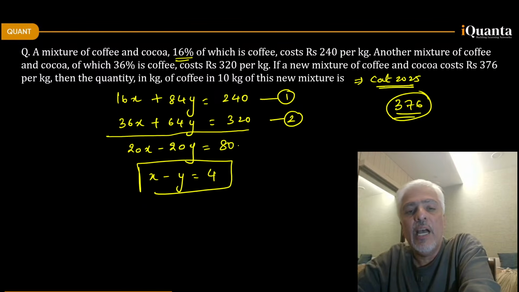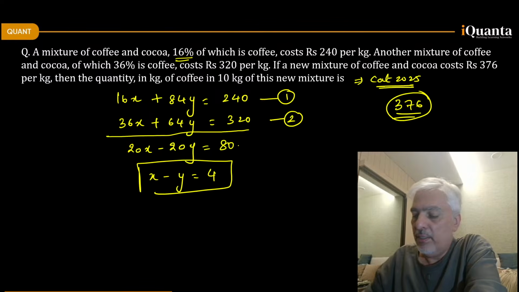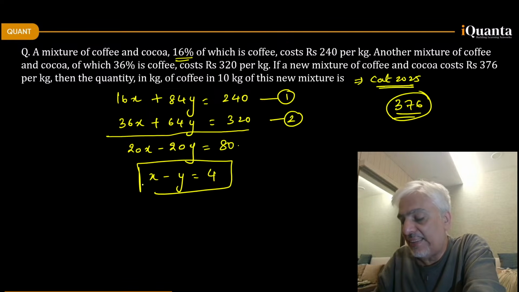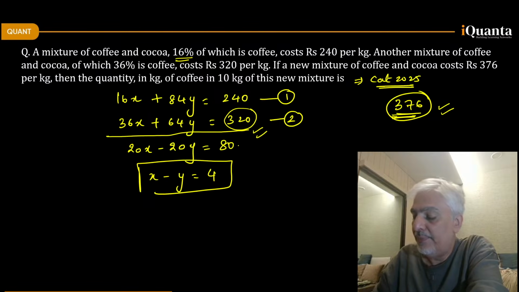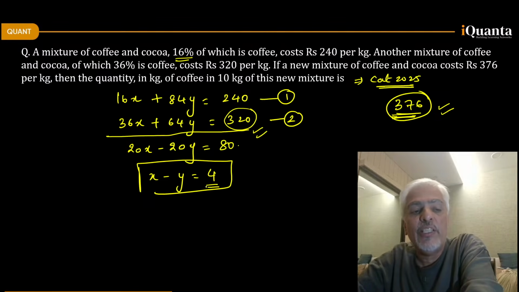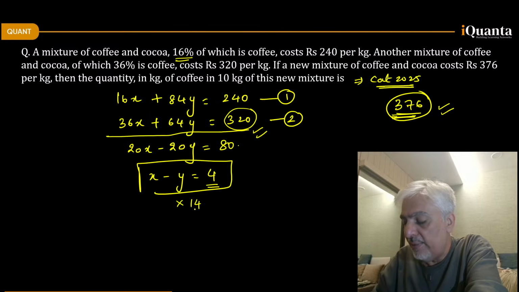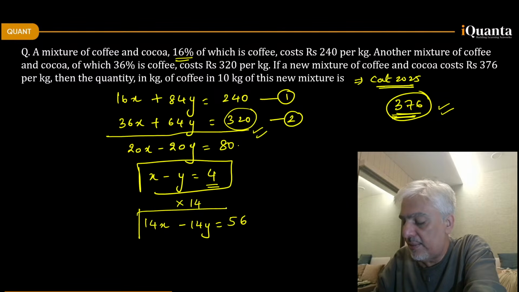Now, if you notice, if I basically add one x, one y will get subtracted and the answer will rise by 4. But I want the answer to rise by 56. It is right now 320. I want it to become 376. That means I want it to rise by 56. 4 multiplied by which number is 56? 14. So multiply this equation by 14. We'll get 14x minus 14y is 56.